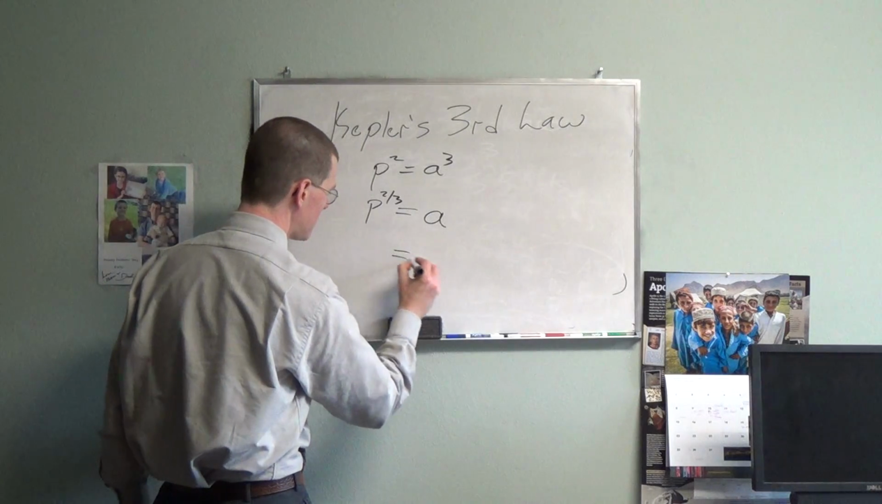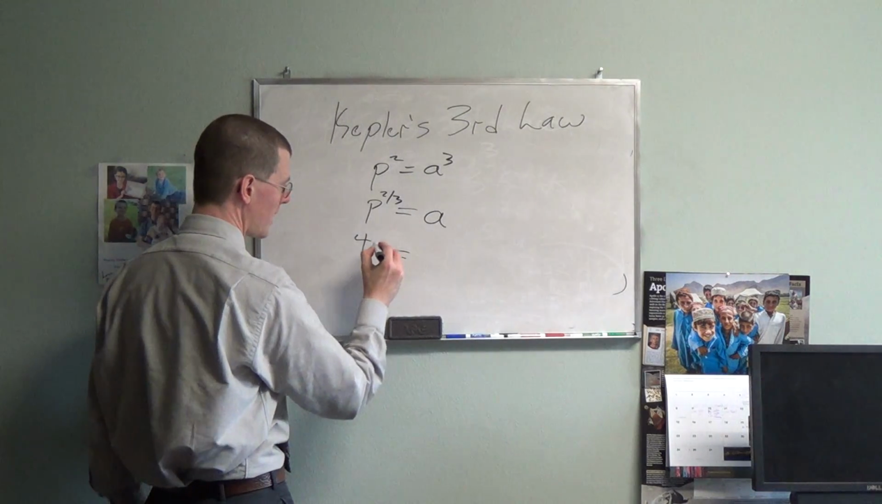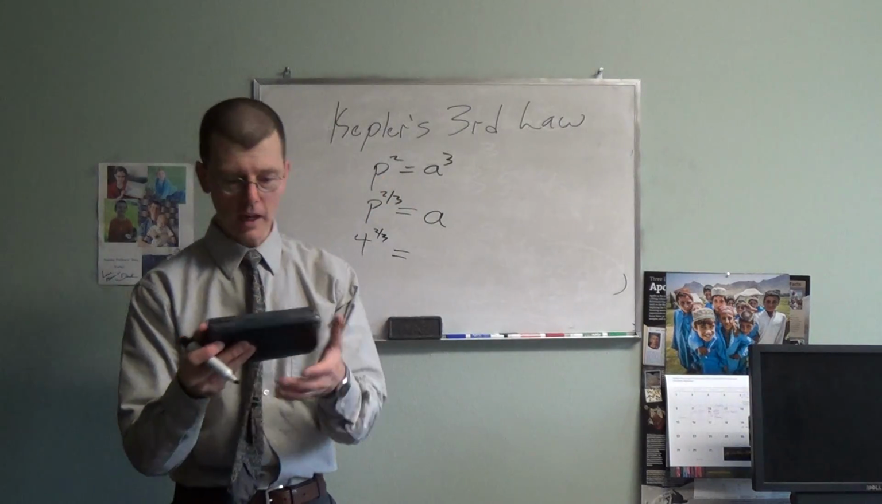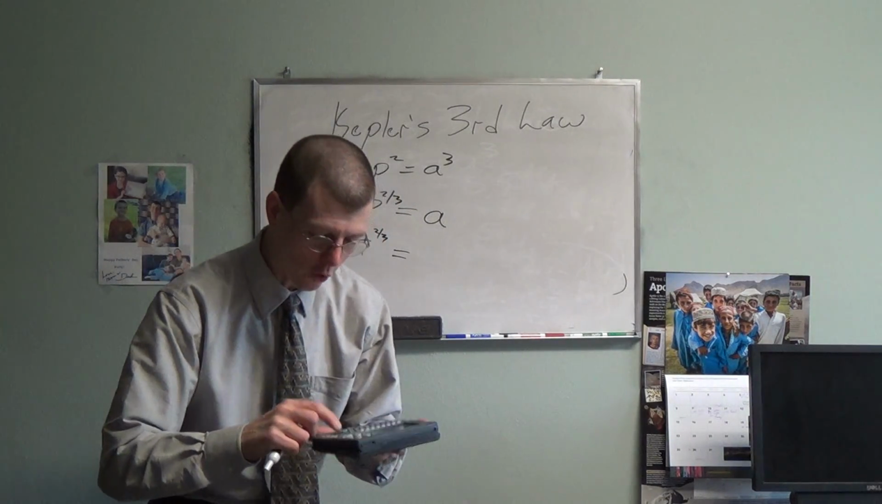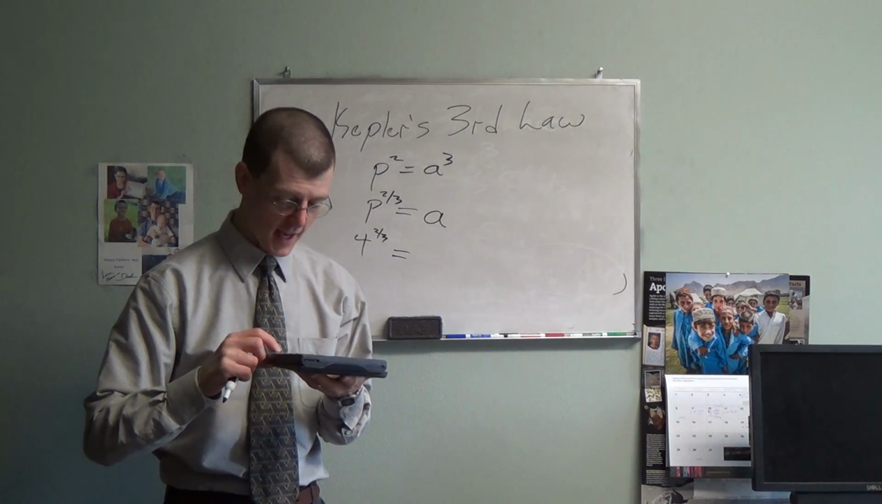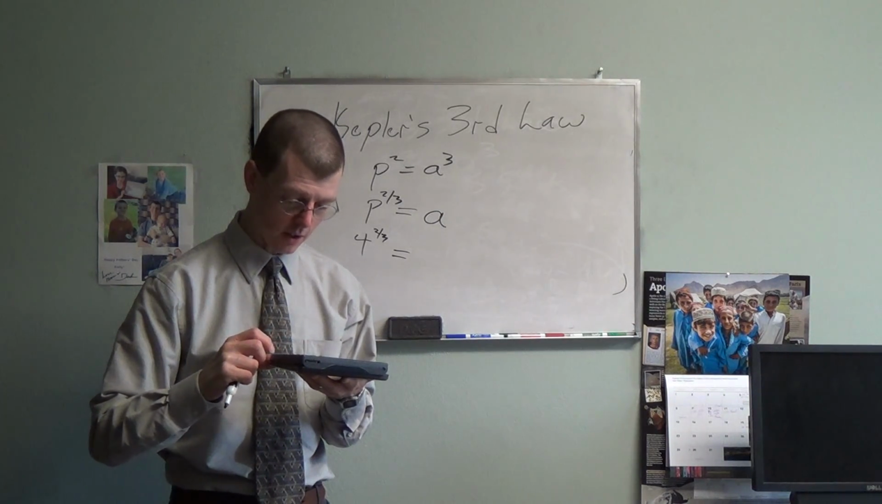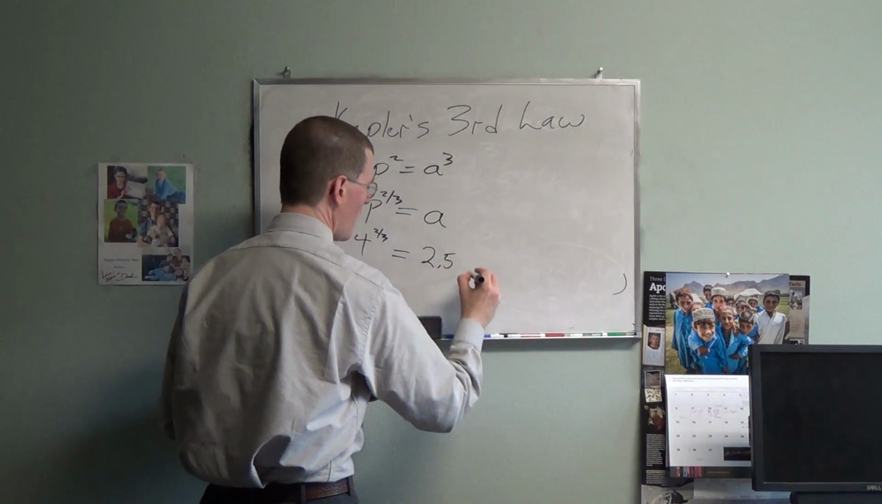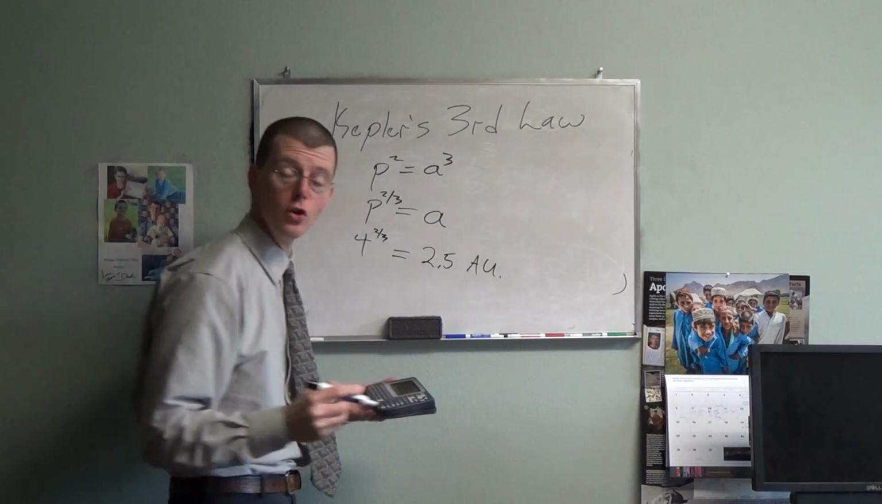Let's do it. Okay, so this is 4 years is what I said. Let's raise 4 to the 2/3 power. So I go to my trusty calculator, I take 4 and I raise it to the 0.6666 power, and what do I get? It says 2.5. So that means 2.5 AU must be it.